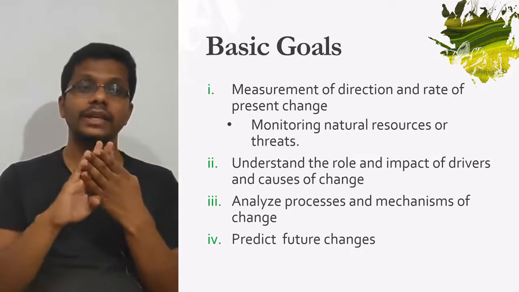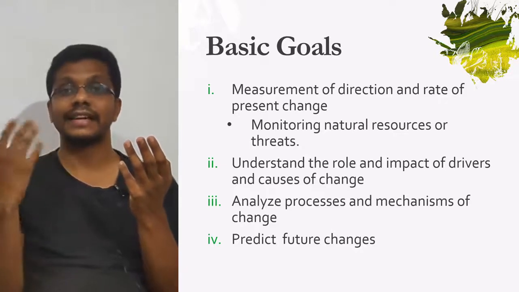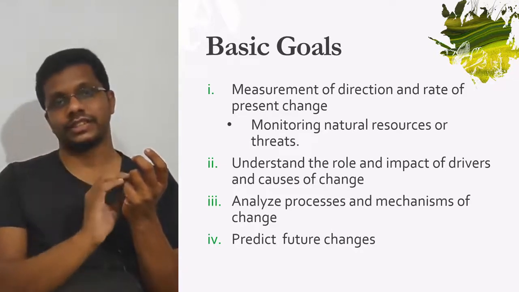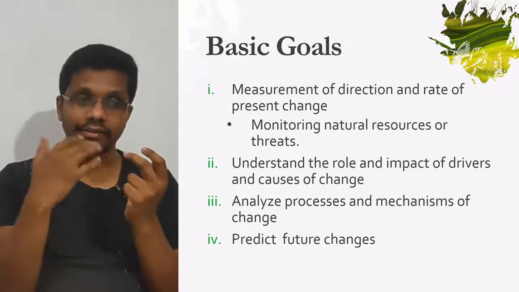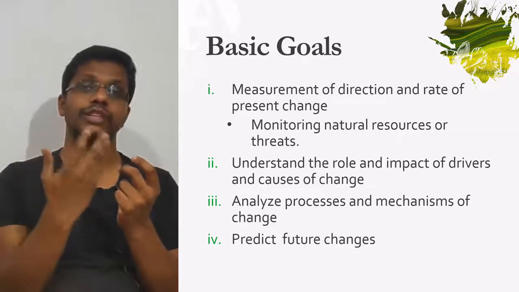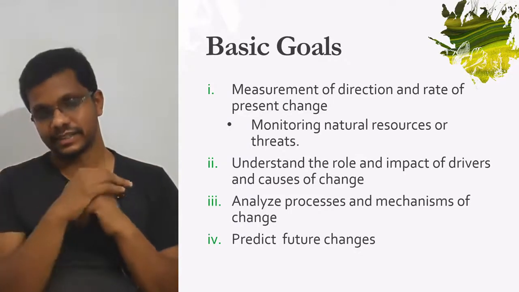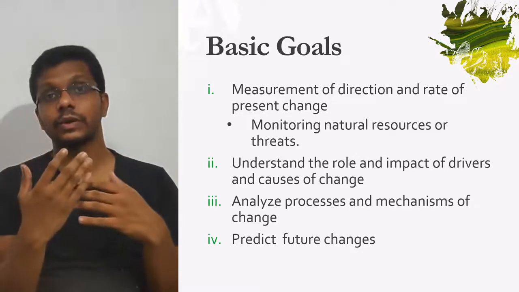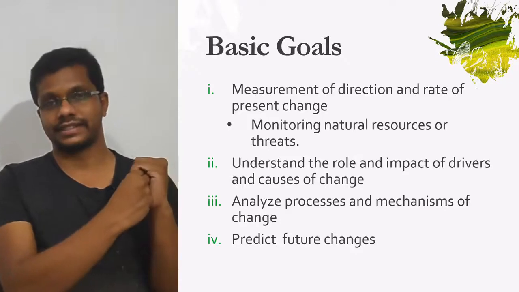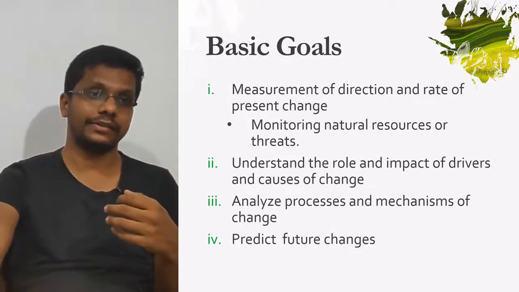So the four aims include, firstly, the measurement of the rate and direction of biodiversity change. Second, we want to know the cause of change, why this change is happening. And thirdly, we want to know how it is happening, what is the mechanism, what is the process of change in biodiversity. Finally, we want to predict what is going to happen next. And this prediction also includes what we can do to prevent the loss of biodiversity. So those are the basic goals of monitoring biodiversity.